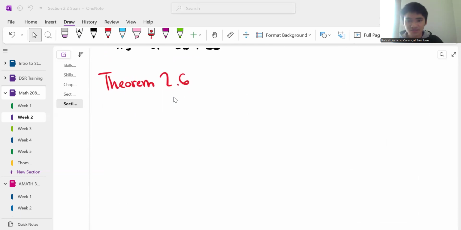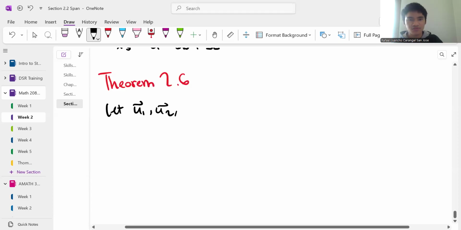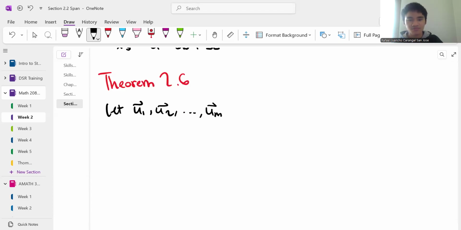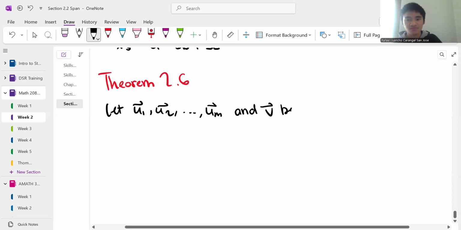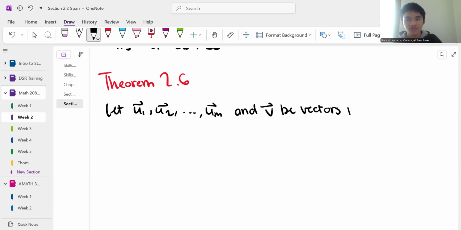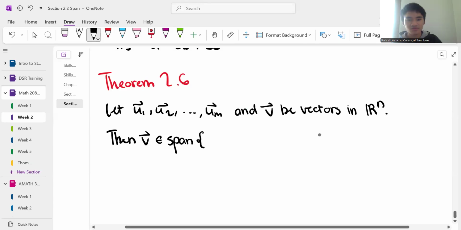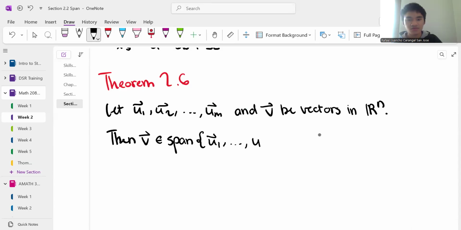So the theorem tells us if we let u sub 1, u sub 2 all the way to u sub m, as well as the v vector. So these are all in Rn. Then v is an element of the span, or it belongs to the span of u sub 1 all the way to u sub m.